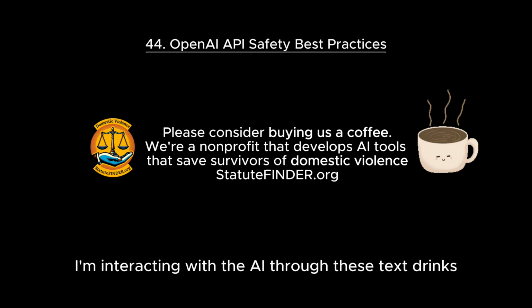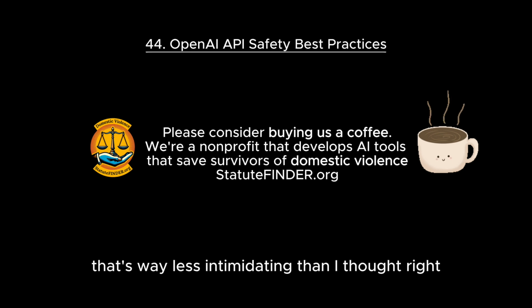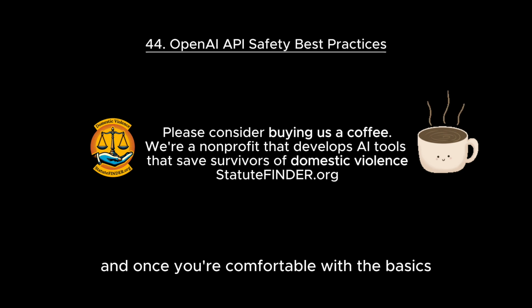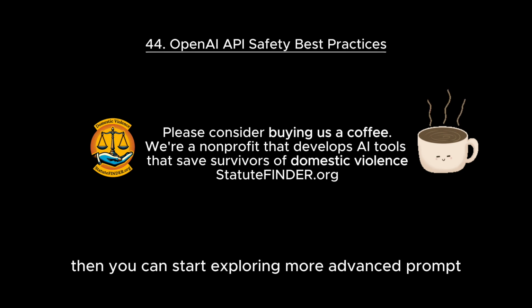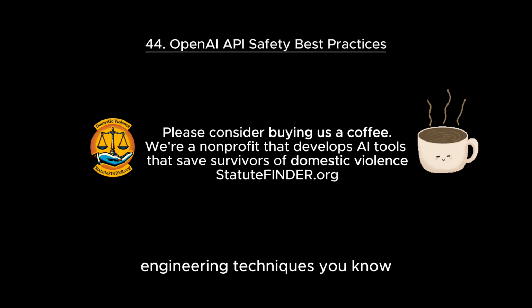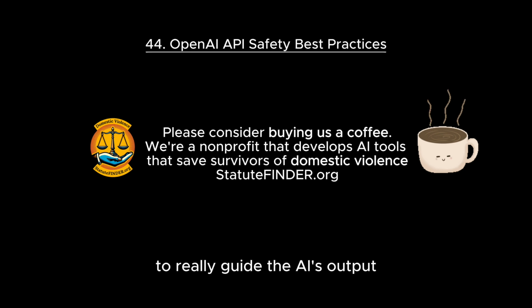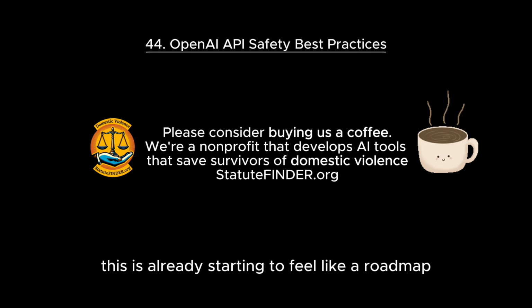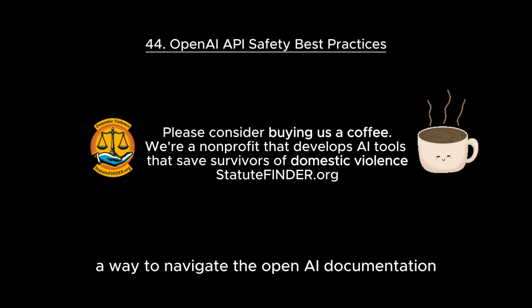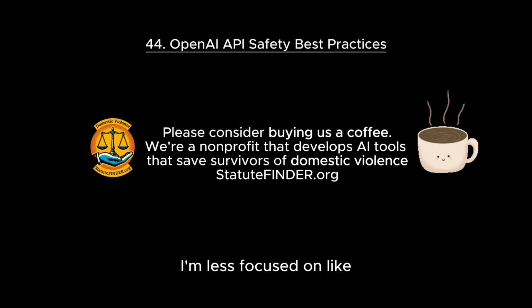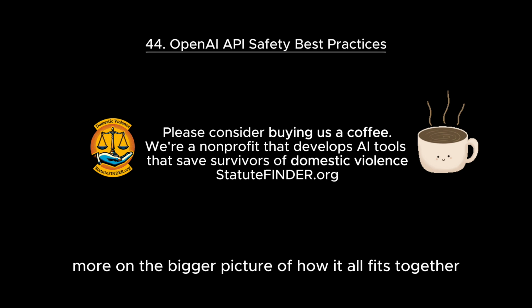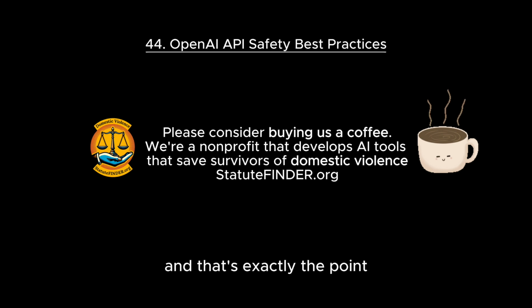Oh, okay. So I'm interacting with the AI through these text strings. That's way less intimidating than I thought. Right. And once you're comfortable with the basics, then you can start exploring more advanced prompt engineering techniques, using specific keywords or even formatting those prompts in a certain way to really guide the AI's output. This is already starting to feel like a roadmap, a way to navigate the OpenAI documentation without getting totally lost. I'm less focused on the individual lines of code and more on the bigger picture of how it all fits together. And that's exactly the point.